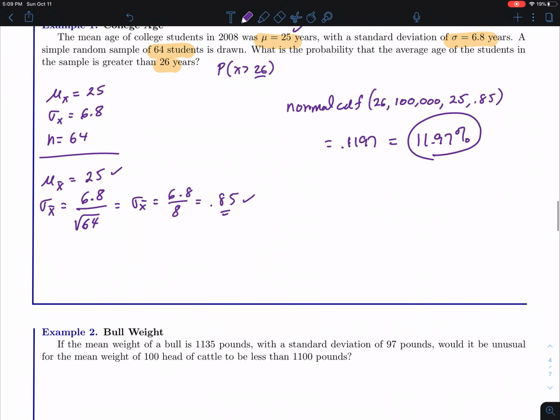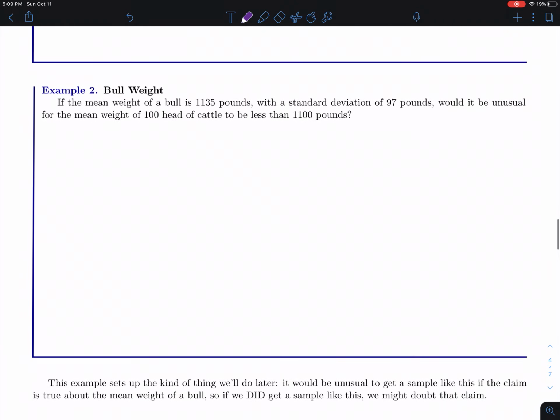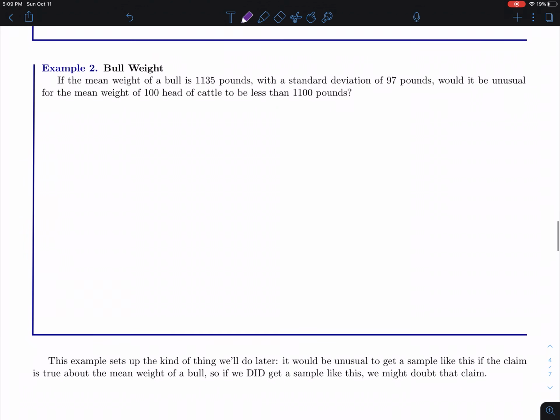All right, so let's look at example 2, and then I'll let you guys work some here. So if the mean weight of a bull is 1,135 pounds, with a standard deviation of 97 pounds, would it be unusual for the mean weight of 100 head of cattle to be less than 1,100 pounds? So this is where stats can be kind of deceptive, because when you look at that, it's like, well, there's only 35 pounds difference between the mean weight of a bull and what we're trying to test out of this 100 head of cattle sample.